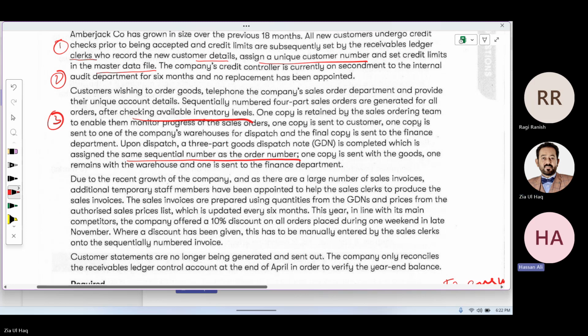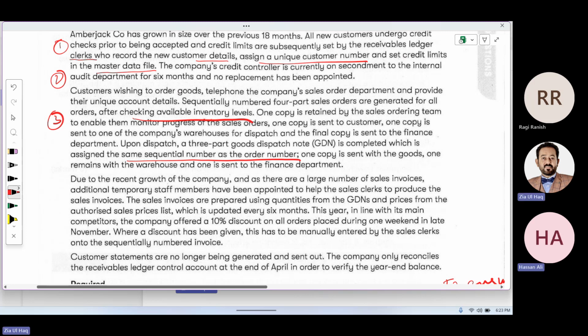Because sometimes a customer makes an order of 100 units, and after some time he realizes that 100 units are not fulfilling his requirement, so he orders 20 units more before dispatching. This means while delivering, you have to deliver 120 units. And if there are 2 orders, which order number will you assign to the GDN? There could be a problem. So the GDN should have its own sequential number rather than the same number as the sale order.